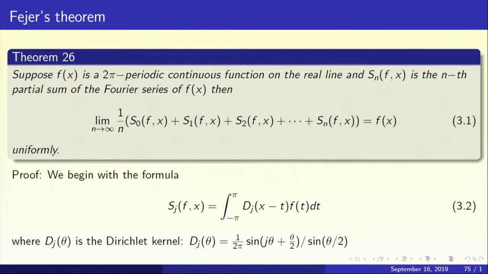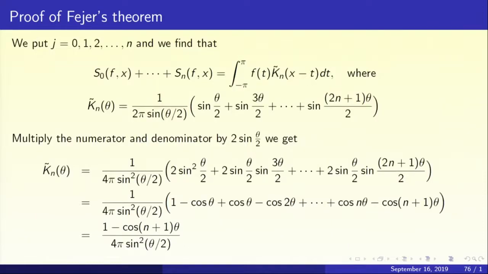Now, what must we do? We must put j equal to 0, 1, 2, 3 up to n and add up. So let us add up and see what happens. So S naught of f of x plus etc. plus Sn of f of x is what? Integral minus pi to pi. All of them have an f of t in common, and so it will simply be d0 of x minus t plus d1 of x minus t plus d2 of x minus t, etc. So let us call this kn tilde of x minus t.